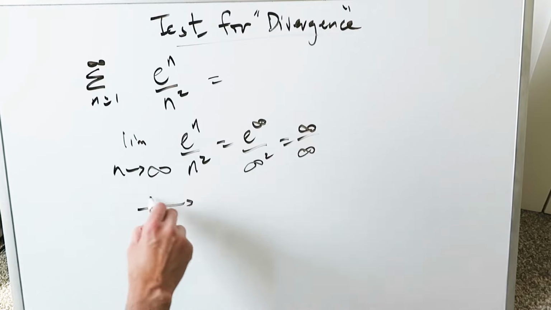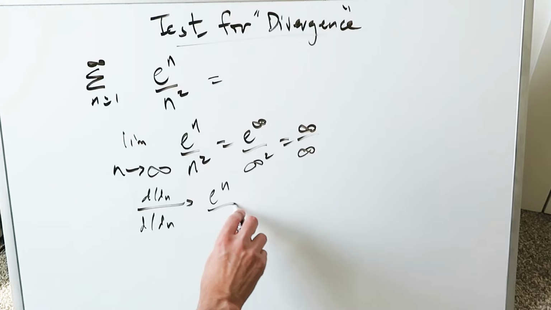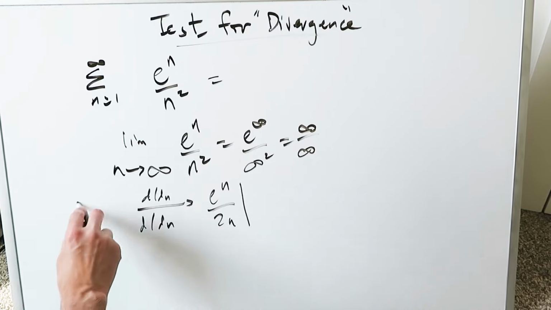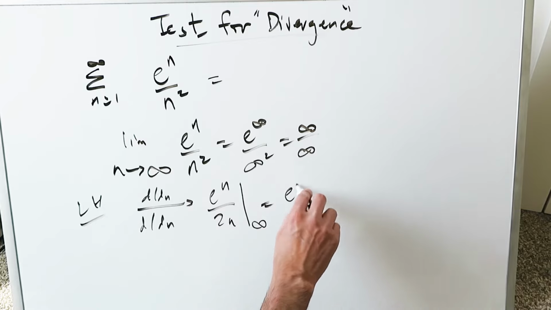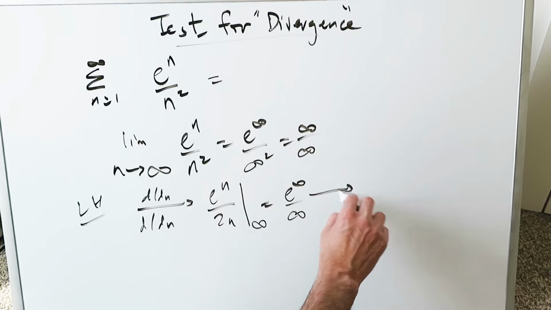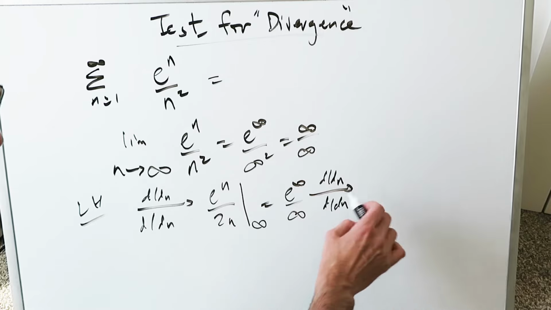I can run everything here by means of the derivative with respect to the n variable. I'll have e to the n divided by 2n. The L'Hopital's rule procedure, you know that. I'm running this through infinity. I'm still seeing e to the infinity over infinity. I do another round of derivatives, which you can do until the indeterminate limit form is exhausted.